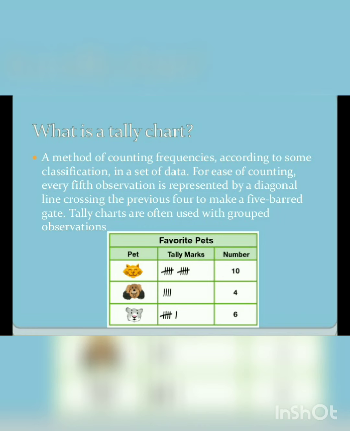So the first picture represents 10. The second picture has 4 standing lines, that means 4. And the third picture has a bundle of 5 and 1, that is 6.